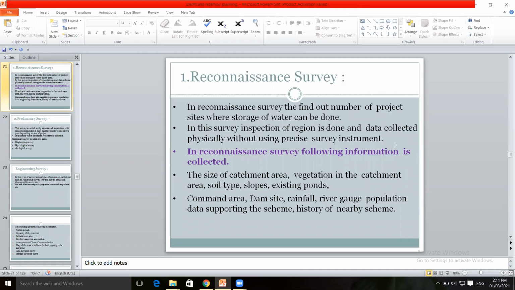Before using any survey instrument, by visiting the actual location where the reservoir area is to be selected or the dam is to be constructed, the area is physically surveyed. The data is collected from the site by visiting that dam site or reservoir site. The data is recorded, the particular site is decided, and after that the following information is recorded.